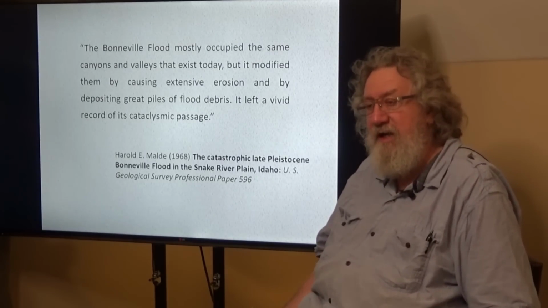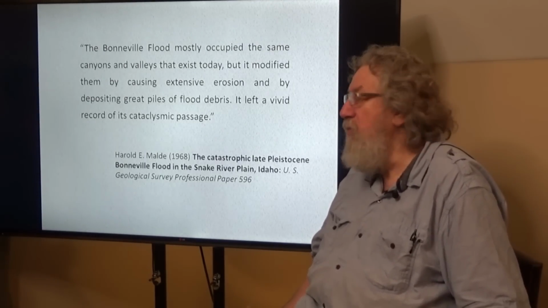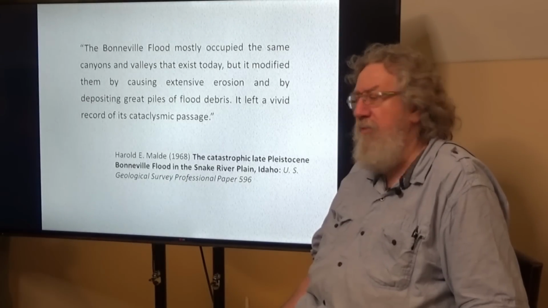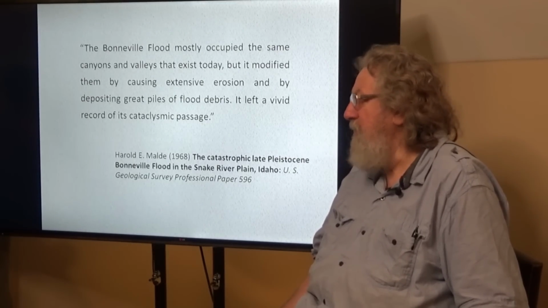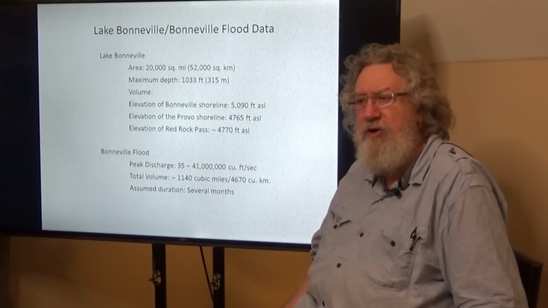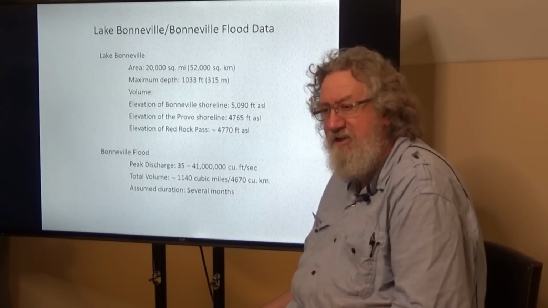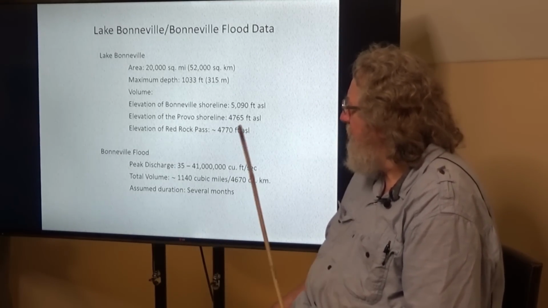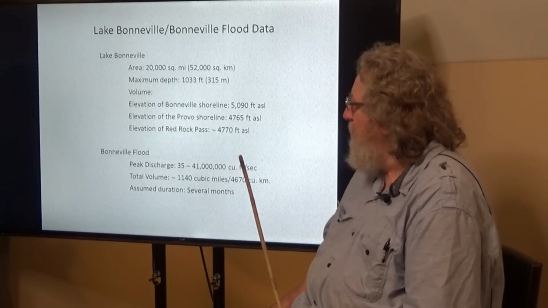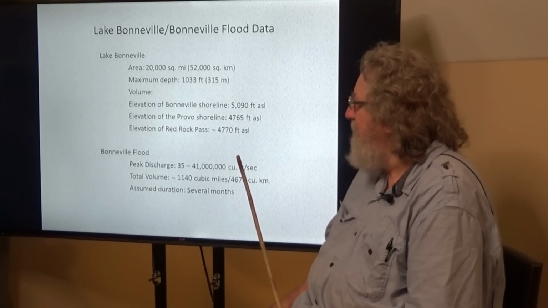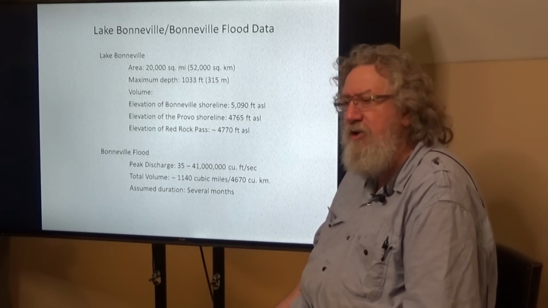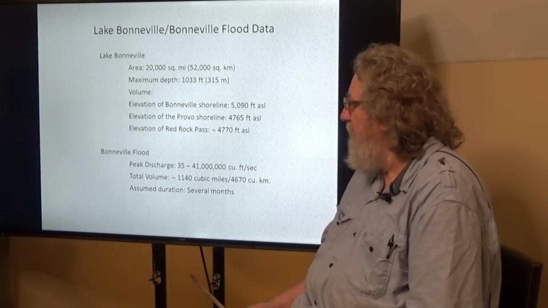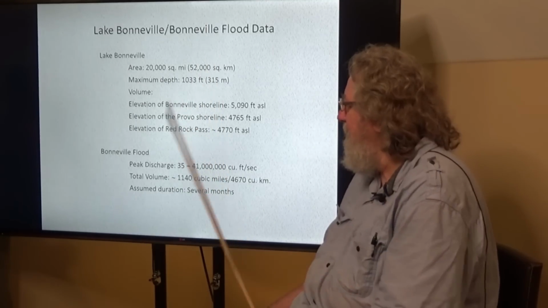That's what we will be looking at in some of these slides, so you can get an idea of the erosion and deposition features that first clued Harold Malde into the realization that there had been this extraordinary flood. Here are just a few statistics. Lake Bonneville at its maximum had an area of about 20,000 square miles and a maximum depth of 1,033 feet. I have not been able to find a good estimate for the volume of the lake yet, so at some point, hopefully I will find that and we will add it into our data.